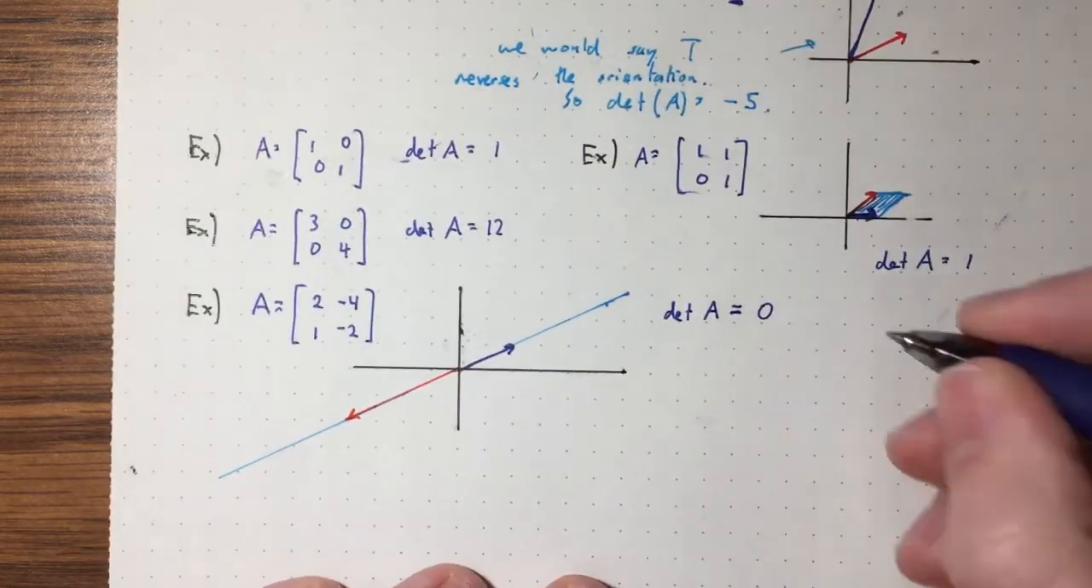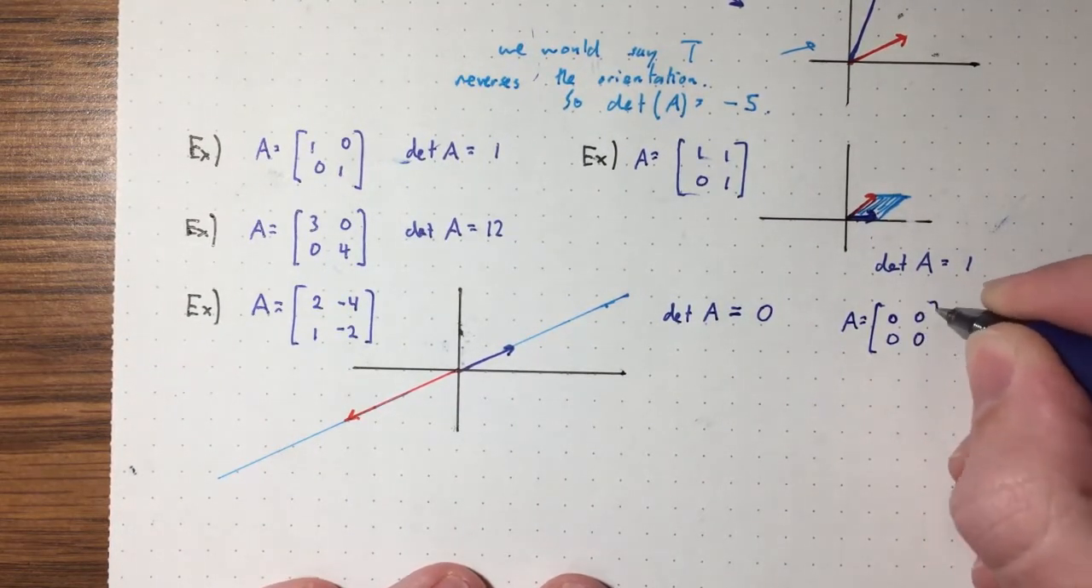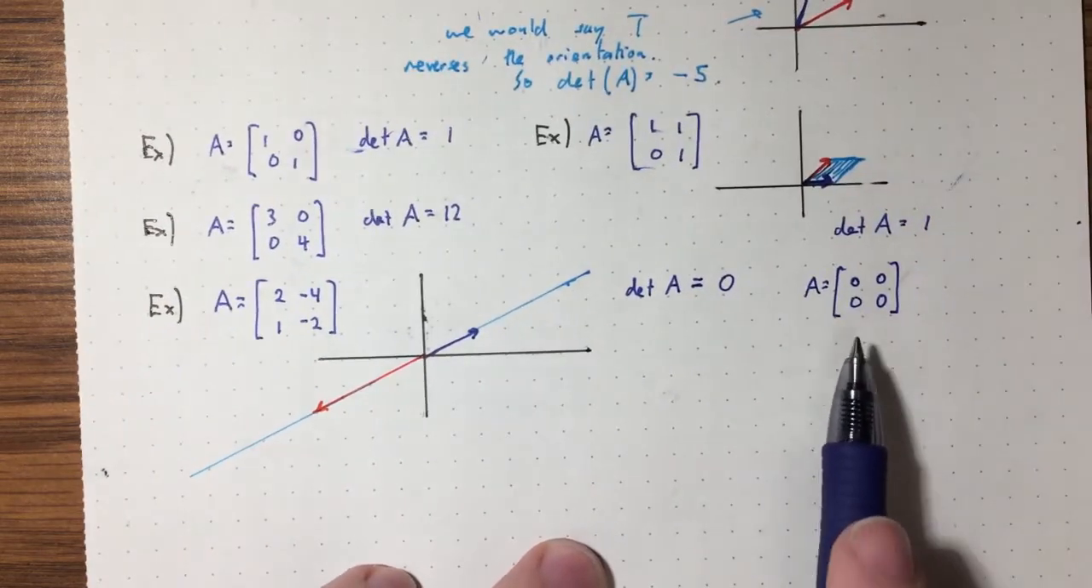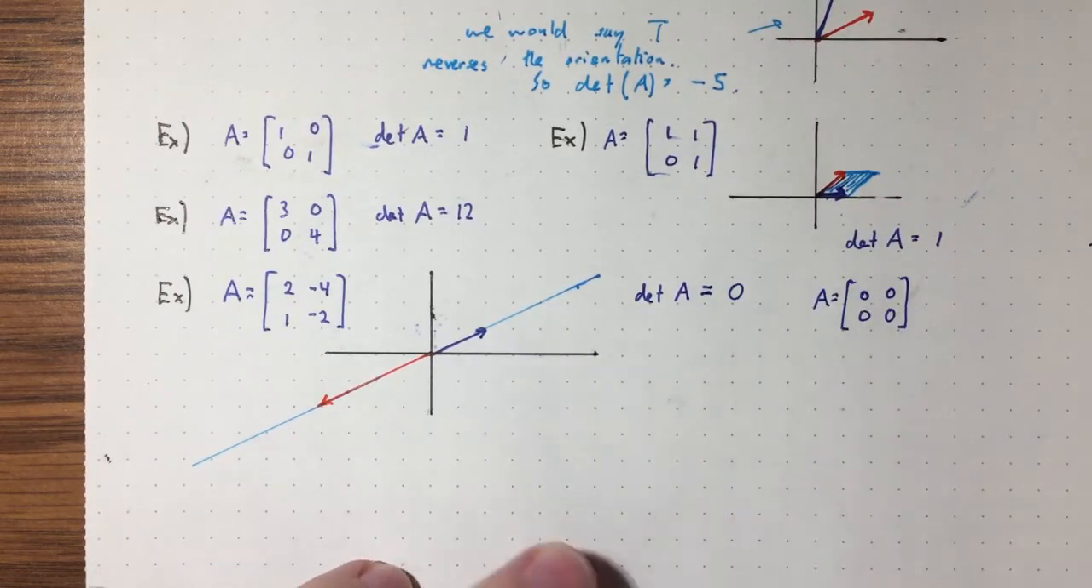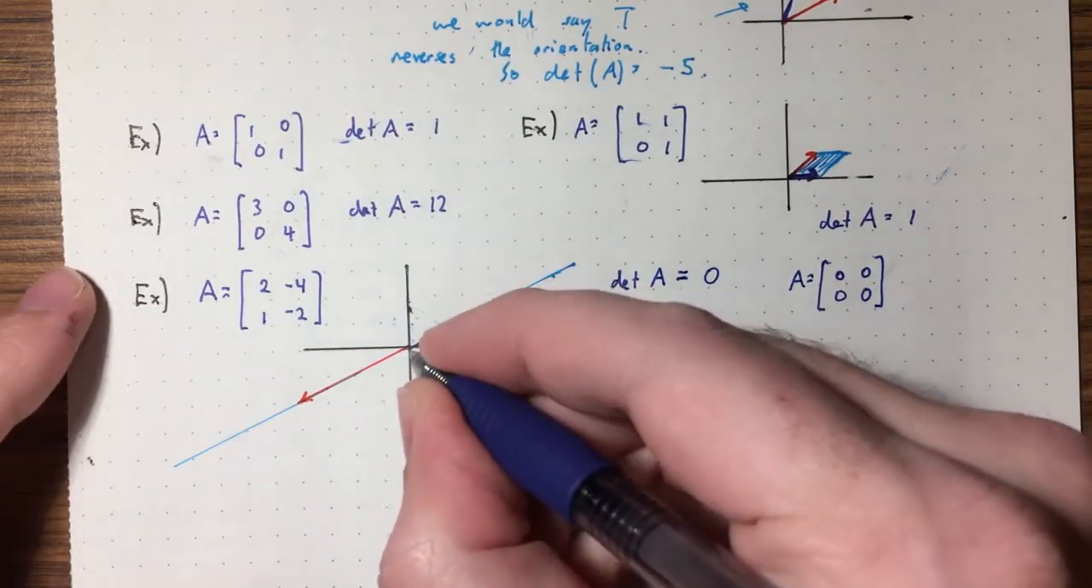Or, here's another example with determinant 0. This is an extreme example, but it's always helpful to think of extreme examples. The matrix just sends everything to 0. That's another example of determinant 0. In that case, everything will get collapsed down to a point.